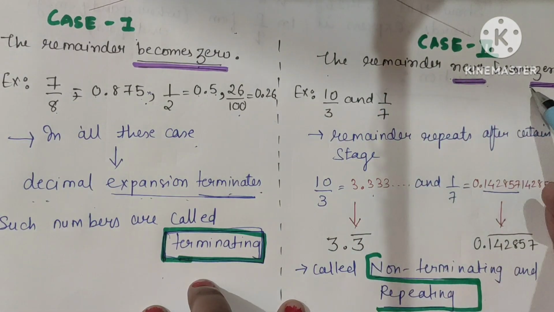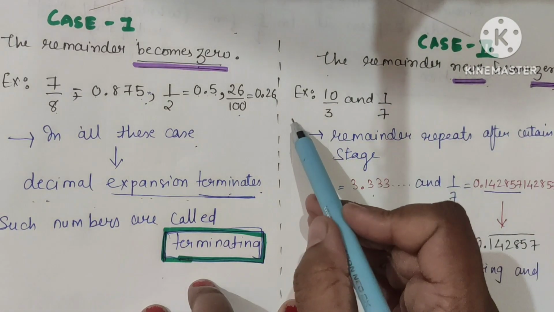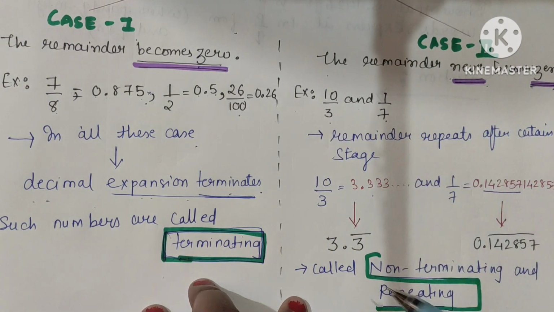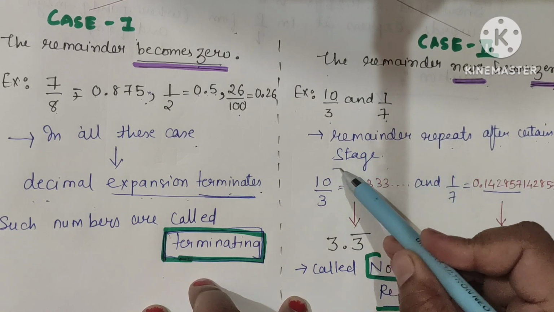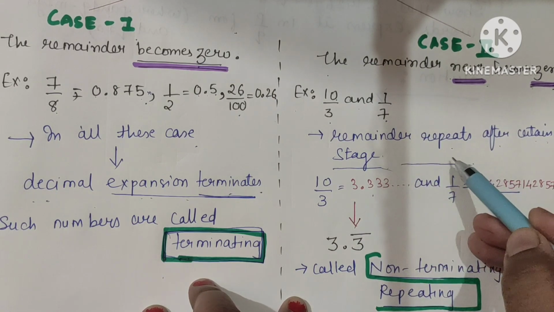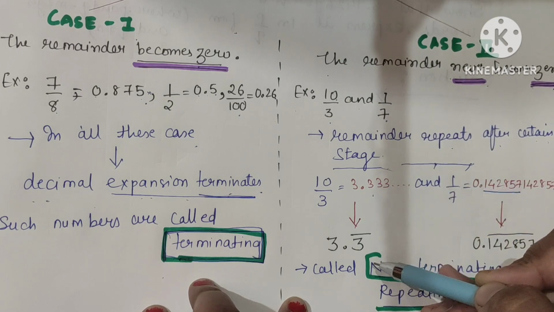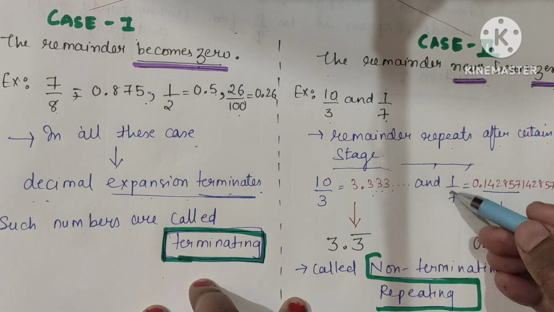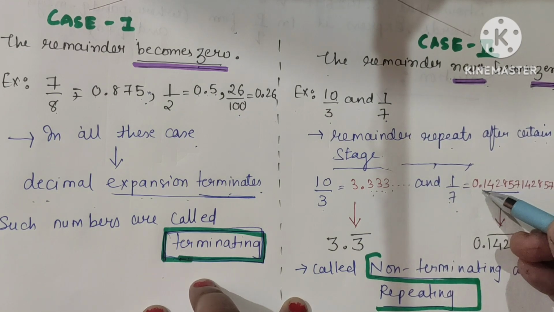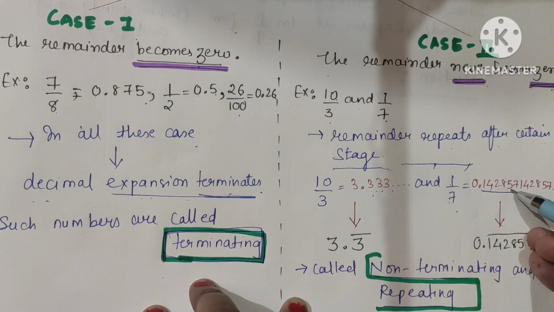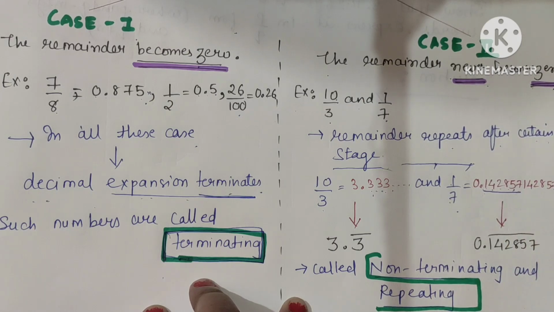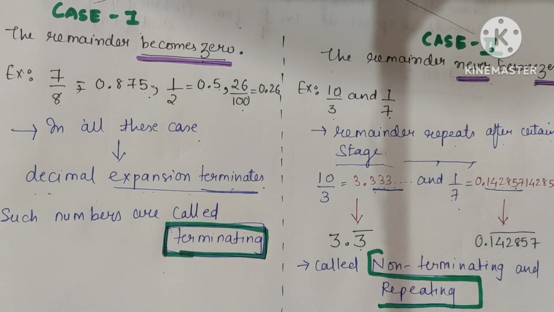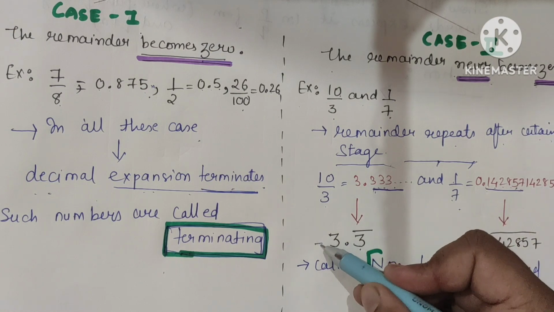The remainder never becomes 0. Example 10 by 3 and 1 upon 7. The remainder repeats after a certain stage. Some pattern has been seen which is getting repeated. 10 upon 3, here the 3 is getting repeated. 1 upon 7, here 0.14285 is getting repeated. Now how can you write this repeating thing in your representation?